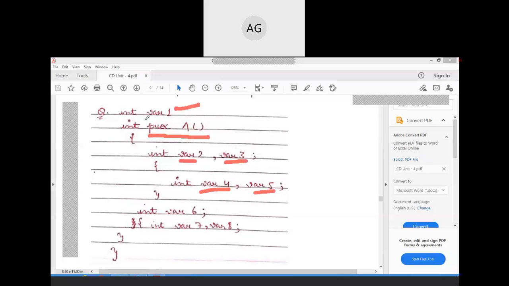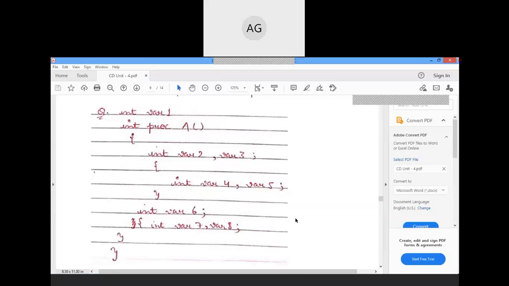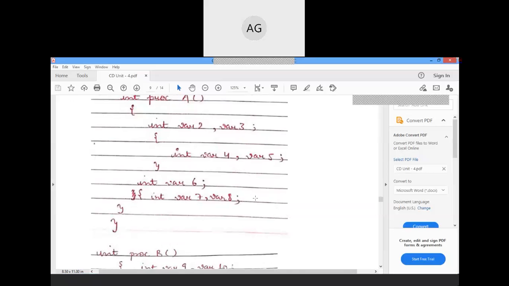But as you can see here, variable 1 is outside the scope of procedure A. So that's why variable 1 is considered a global variable, whereas variables 2, 3, 4, and 5, and consecutively 6, 7, and 8, are local variables to procedure A. Just remember it. We are going to store these in the symbol table. So see how we are going to store it in the symbol table.